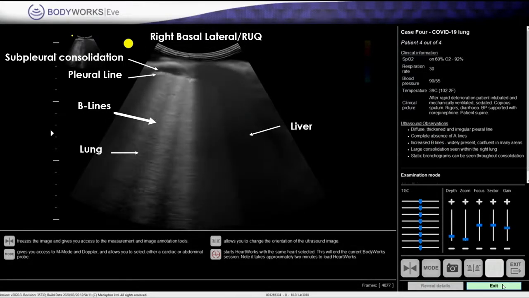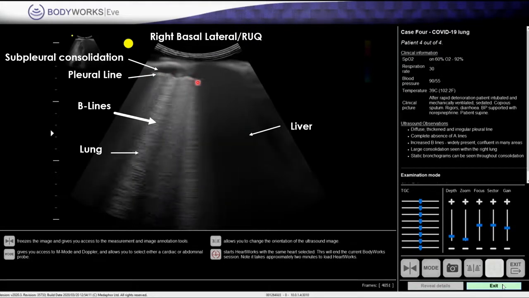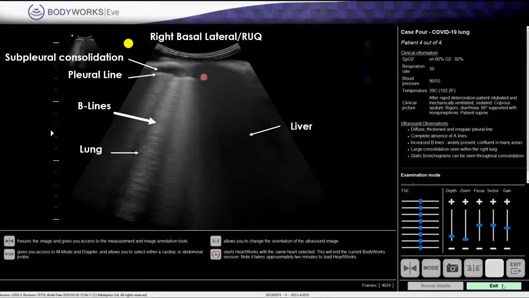And this is in the right base, around the right upper quadrant. Again, the confluence of B lines. The pleural line is very thick, and you're getting some subpleural consolidation, similar to what you would see on a CT scan in patients with COVID-19.